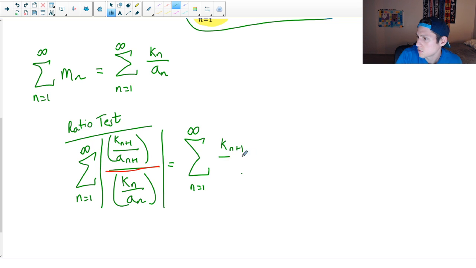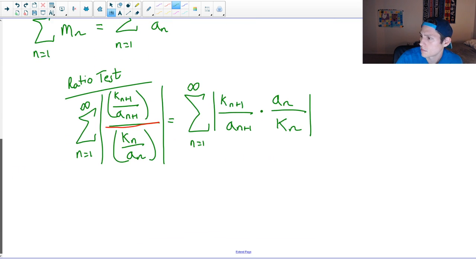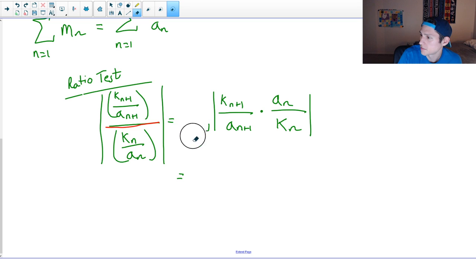So kn plus 1 over an plus 1. I'm going to multiply by the reciprocal. I'm also going to do some rearranging here. Wait, why do I keep writing sigma? Sorry, not sigma. The limit.